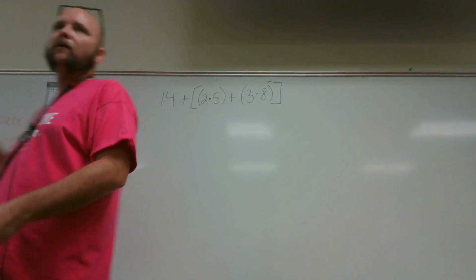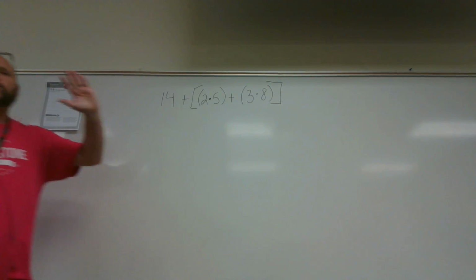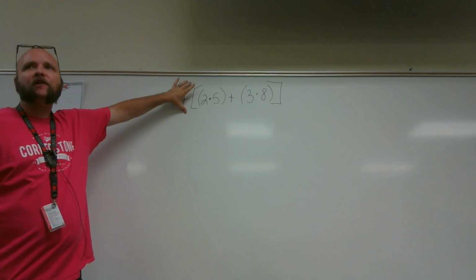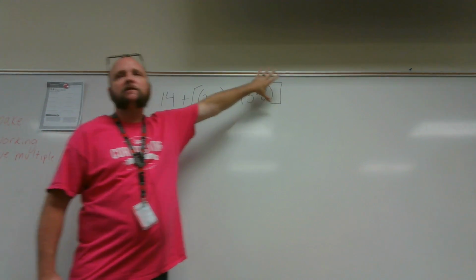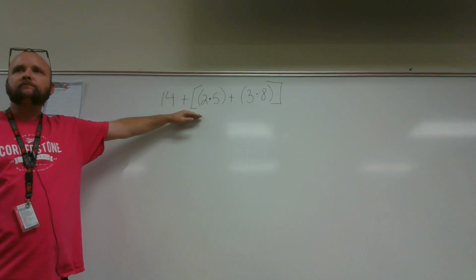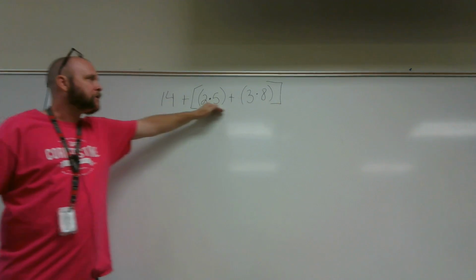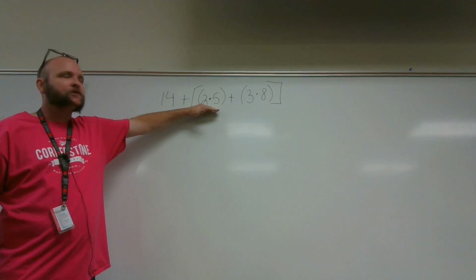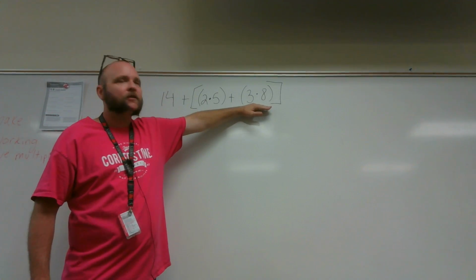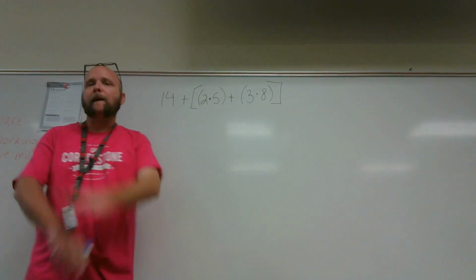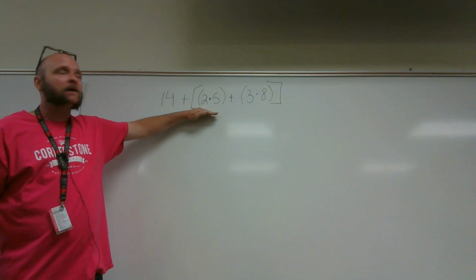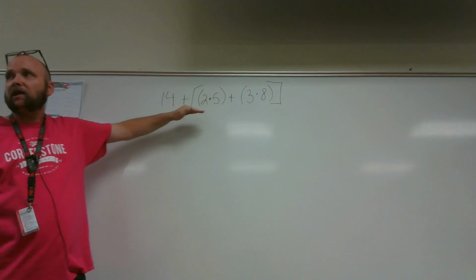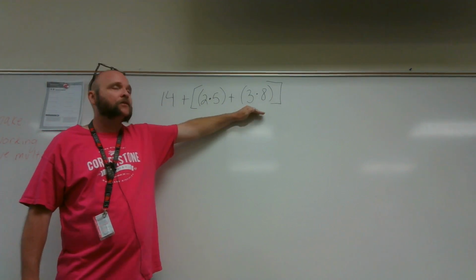Evan, when you're doing this problem, where would you start? Okay, good. We're going to do everything inside the brackets first on this problem. So if I were saying this part, I would say something like the sum of 2 times 5 plus 3 times 8. Or add 14 to the sum of 2 times 5 and 3 times 8.